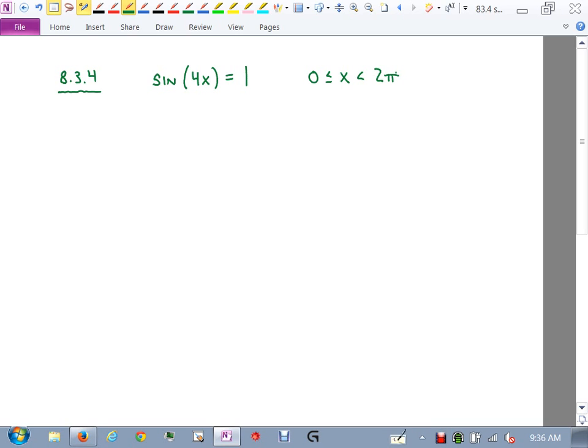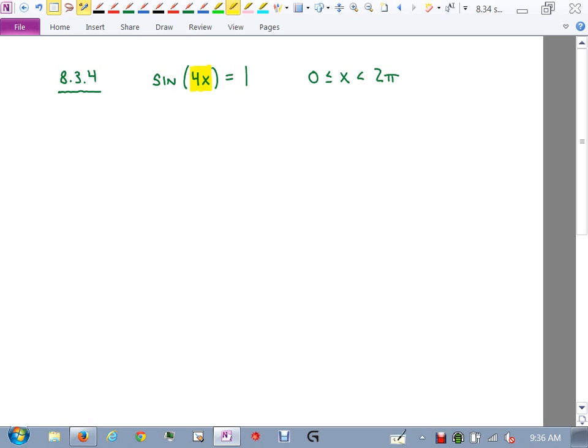Okay, so you might be sitting here thinking, okay, well, pi over 2 again, right? It's the only angle between 0 and 2 pi. Here's the difference. The key to the problem being different is the fact that what you have in there is not just x. It's 4x. So whatever x you plug in, you're going to multiply by 4 first, right? And then take sine of it. You follow me on that?